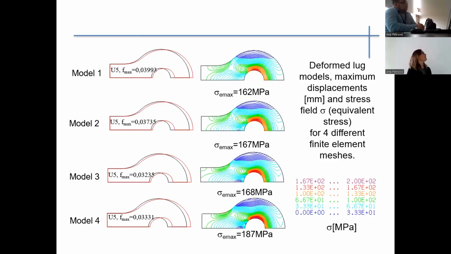Here are the formed lug models' maximum displacement and stress field, that is equivalent stress, for 4 different finite element meshes. We can see that the maximum equivalent stress value is 187 megapascals, and we chose model 1 as its mesh model.